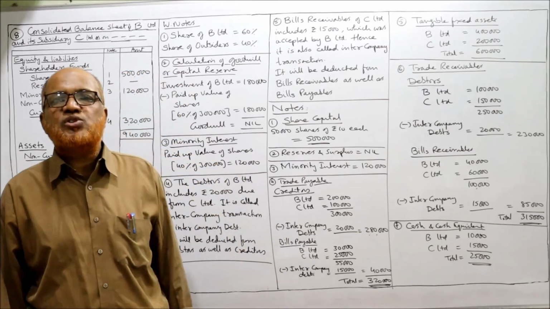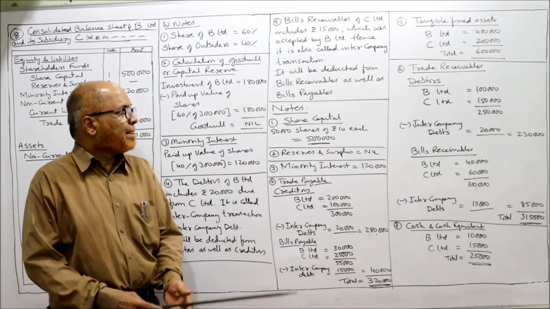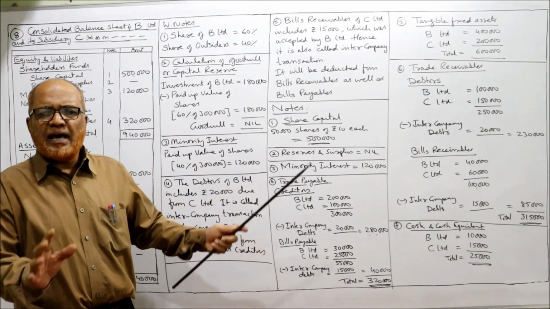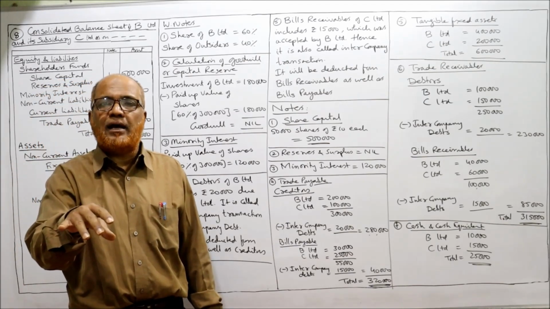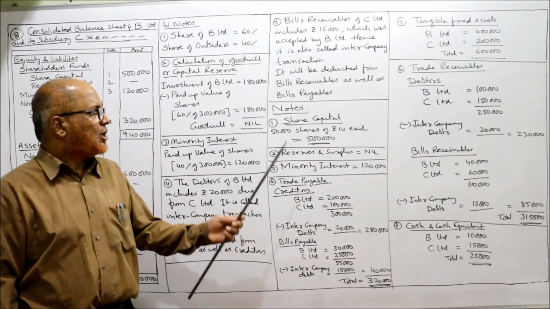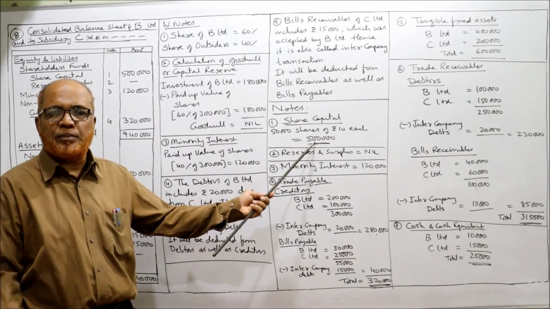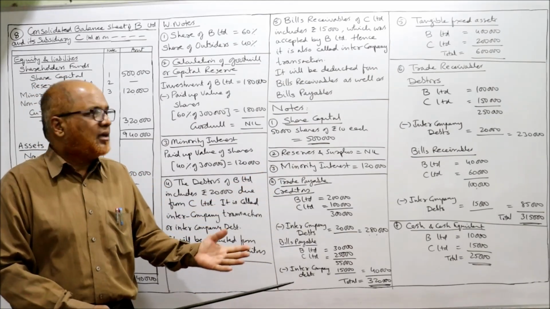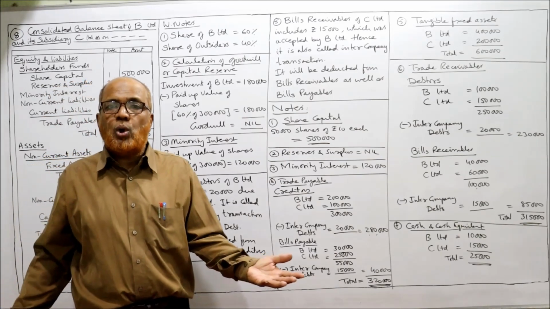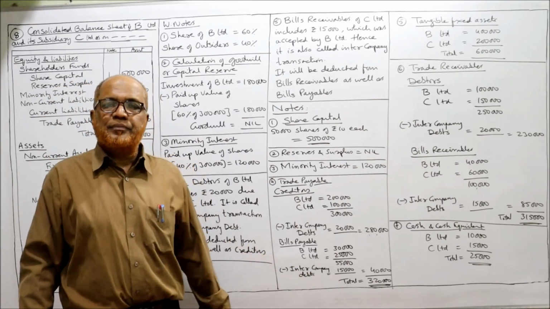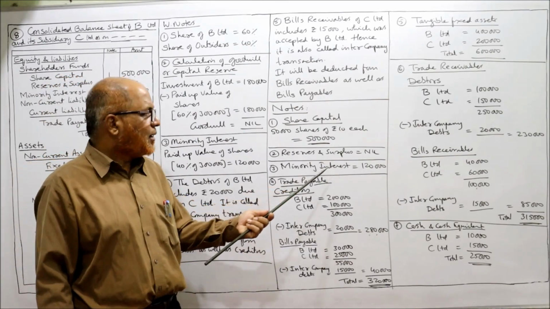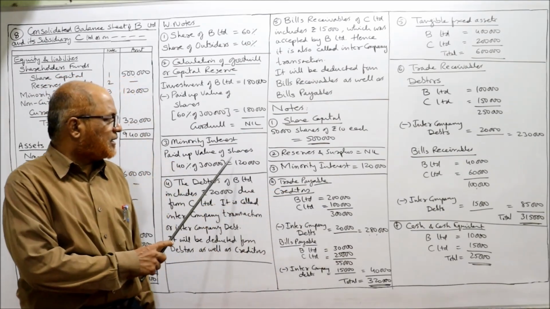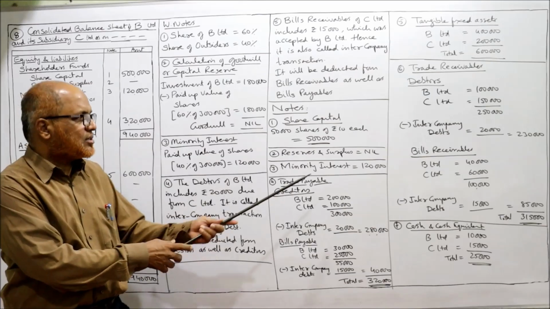Now we are coming to the notes forming part of financial statements. First, share capital. Directly in the balance sheet, whatever share capital is given in B Limited, the holding company, we take as it is. So 50,000 shares of 10 each, 5 lakh rupees given in the problem, same thing we have taken. Now reserves and surplus: there is no reserves and surplus in the balance sheet, nil. Minority interest, just now we have calculated, 1,20,000 is the minority interest.